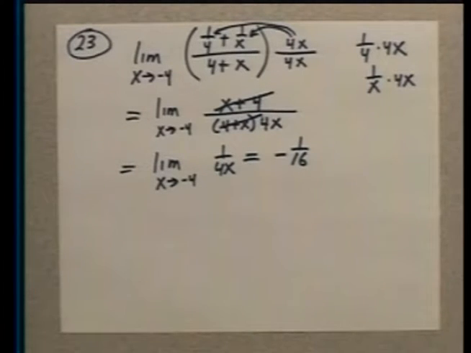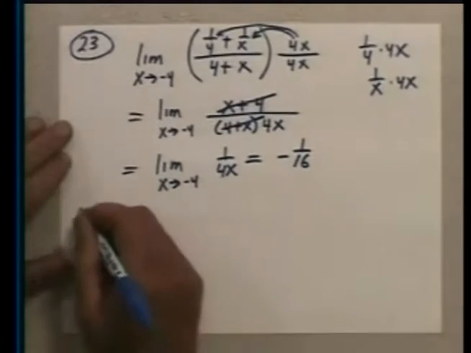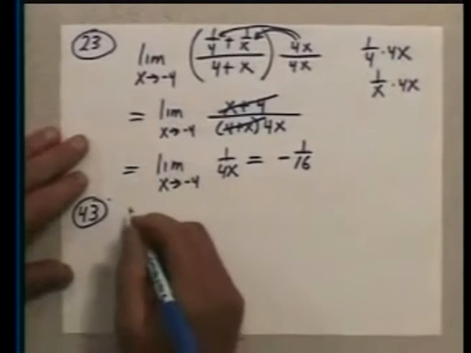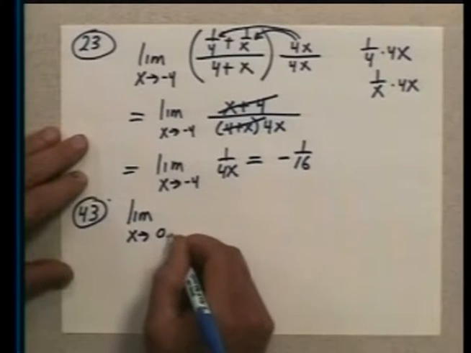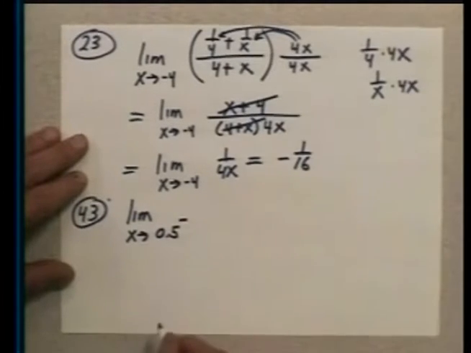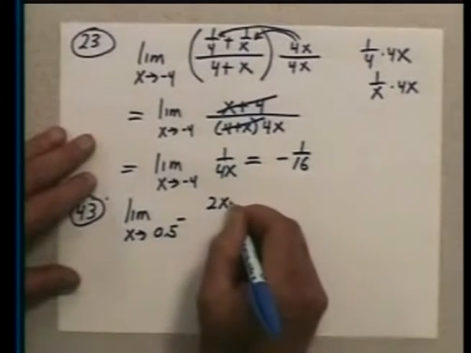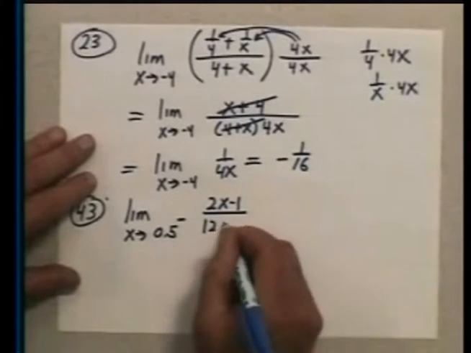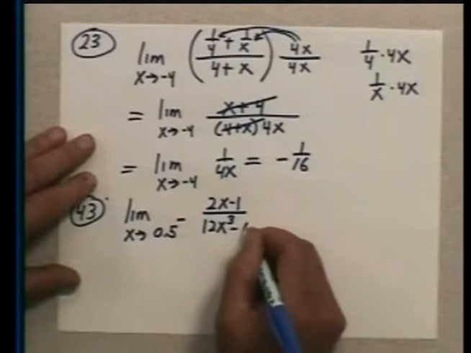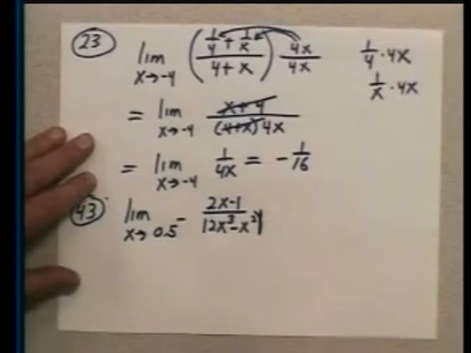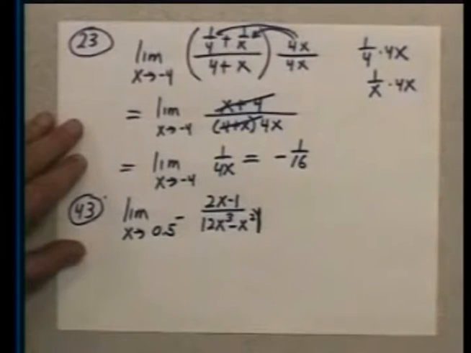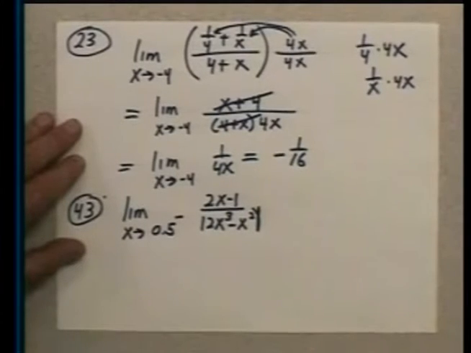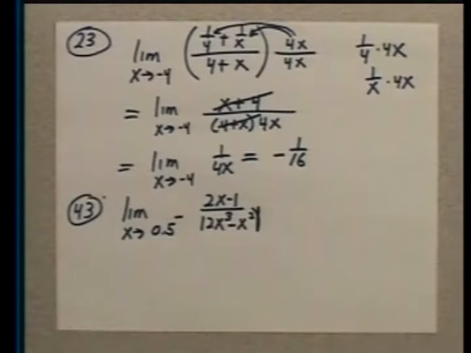Okay, were there any others you weren't quite sure how to attack? 43. Okay, 43. Okay, this is the limit as x approaches 0.5 from the left. And it's 2x minus 1 over absolute value of 2x cubed minus x squared. Ooh, absolute value. Okay, again, direct substitution leads me to 0 over 0. But we warned you about absolute value.